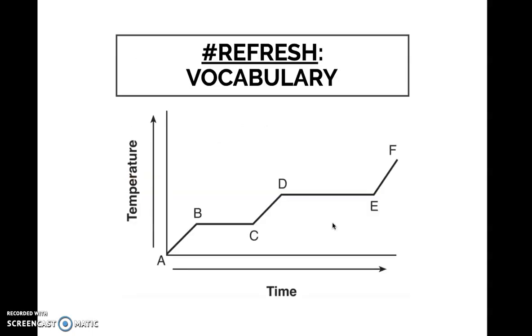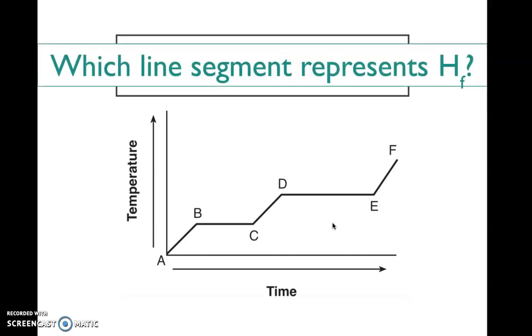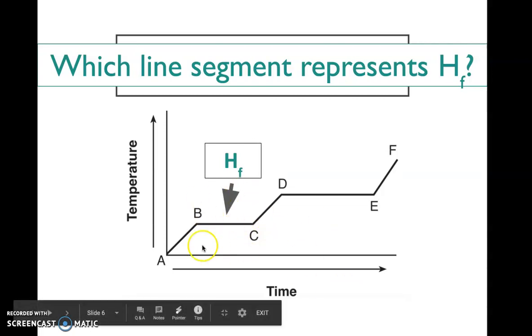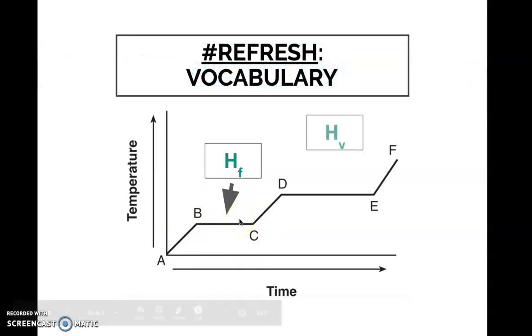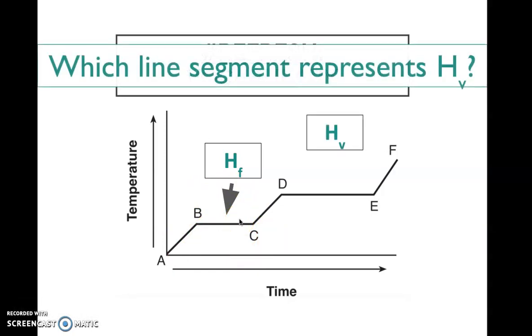So we're just going to go over the heating curve once again. Which line segment represents H of F? It's going to be between the B and C. This is where melting and freezing occurs. Which line represents H of V, which is the heat of vaporization? That is going to be between D and E. This is where boiling occurs as well as condensation.